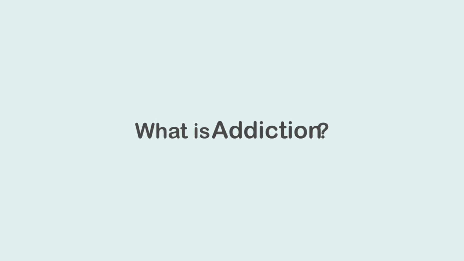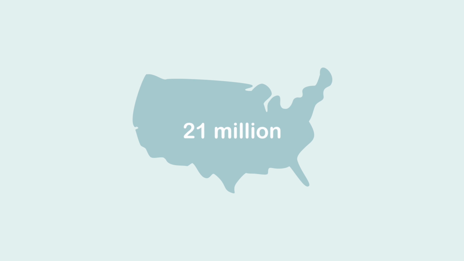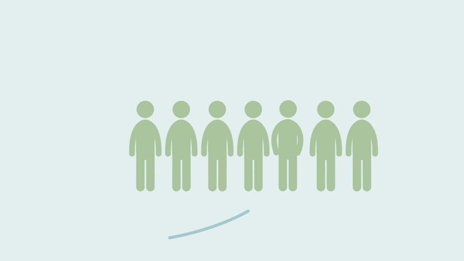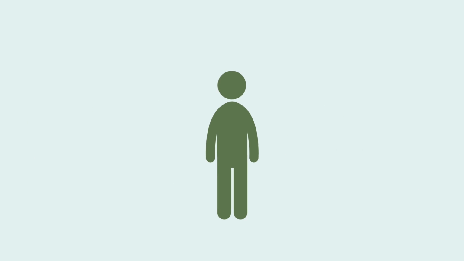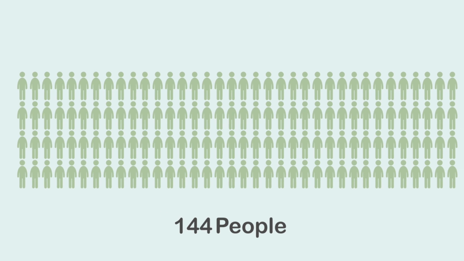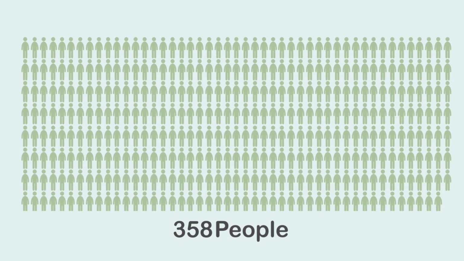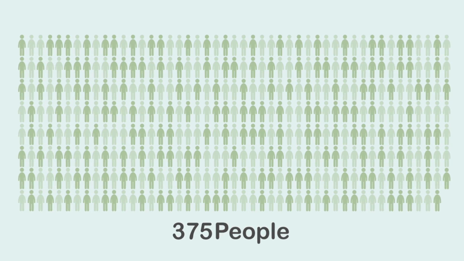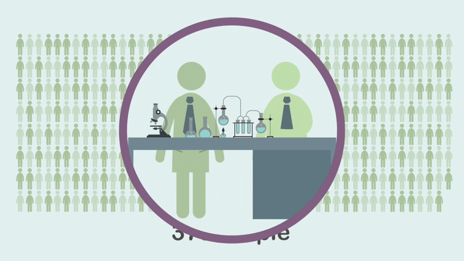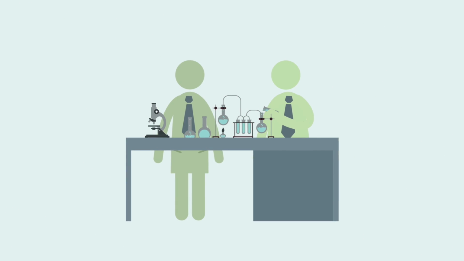What is addiction? Also called a substance use disorder. Over 21 million people nationwide suffer from addiction. That's 1 in 7 people. Recent increases in the use of opioids has compounded the problem. Each day, we lose 144 people to drug overdoses, and that number climbs to 375 if you factor in alcohol-related deaths. Scientists first began to understand addiction as a brain disorder in the 1950s.